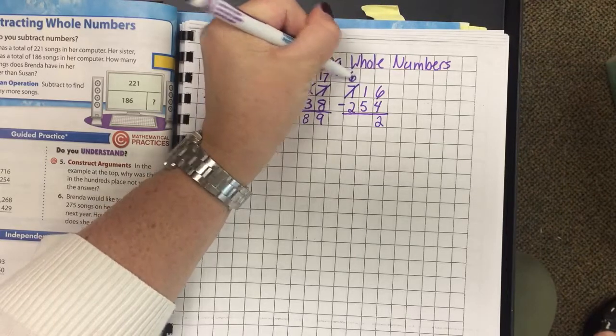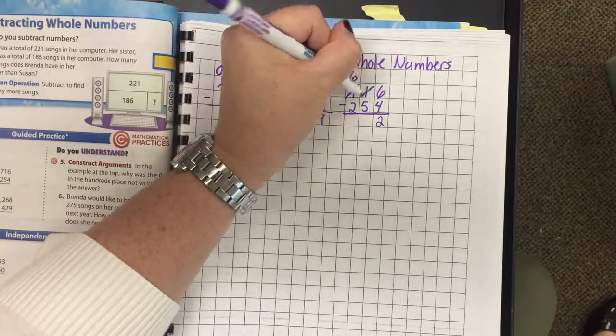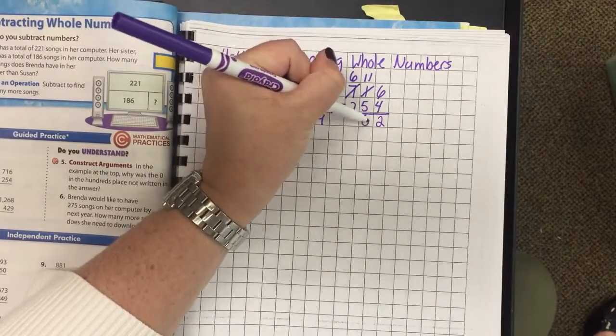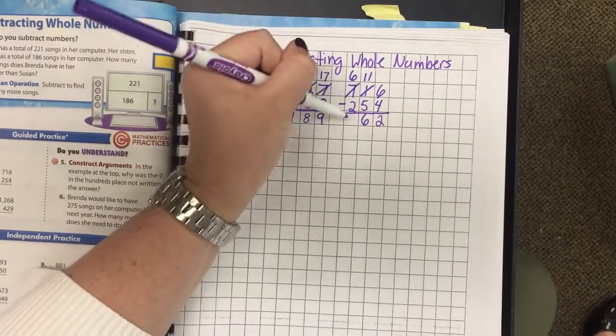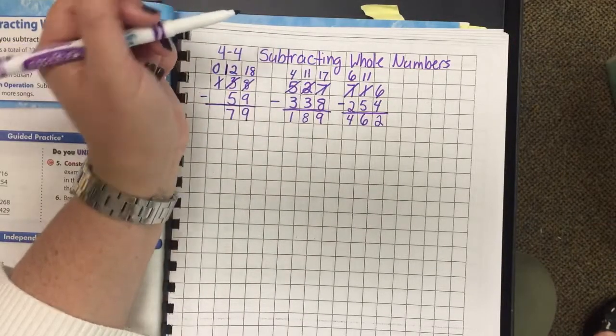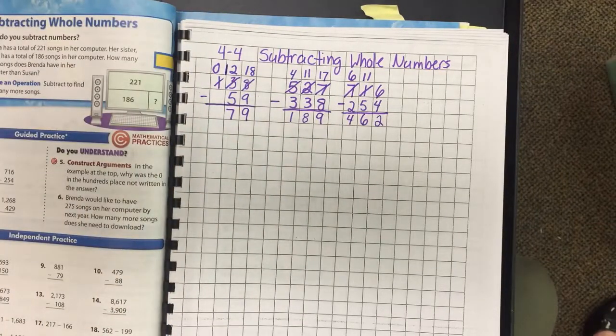7 becomes a 6. 1 becomes 11. 11 minus 5 is? 6. 6 minus 2 is? 4. 4, 2. 462. So far, so good.